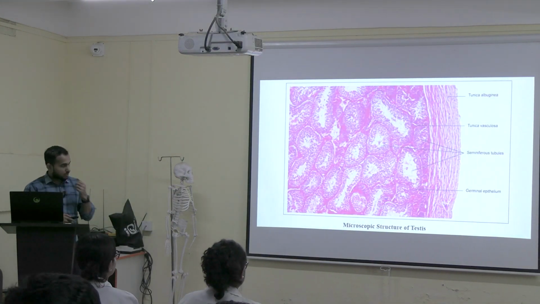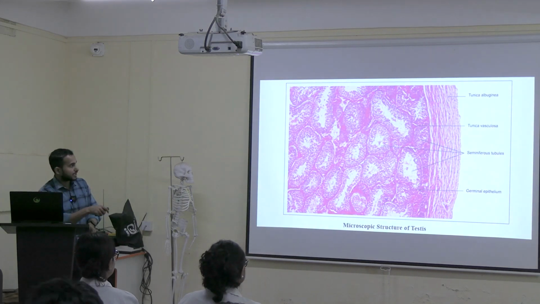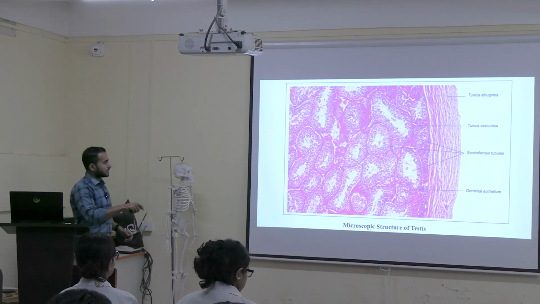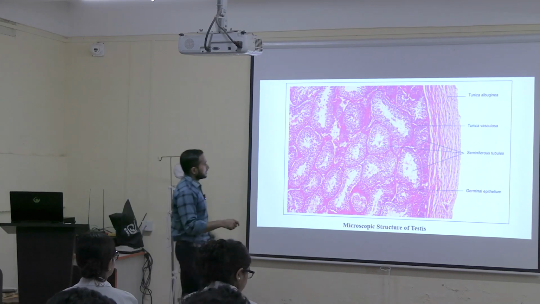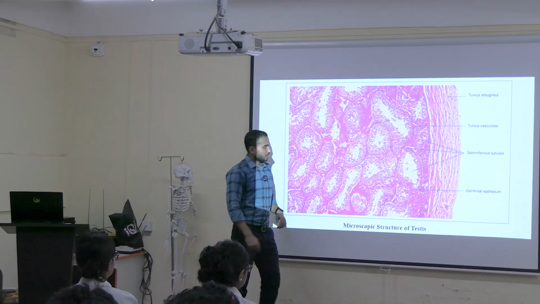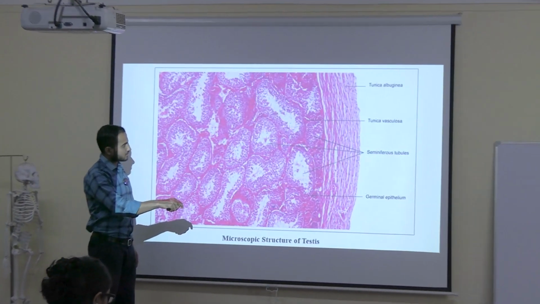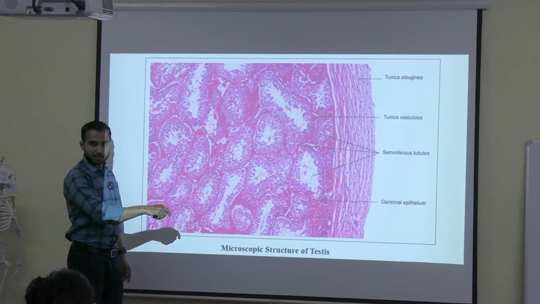So this is the microscopic structure of the testis under low power. As you can see, this is the tunica albuginea. Then you can see this is the tunica vasculosa, and these are the cut sections of the seminiferous tubule. Now inside it, can you see the multiple layers of cells? I hope you can see the multiple layers of cells.